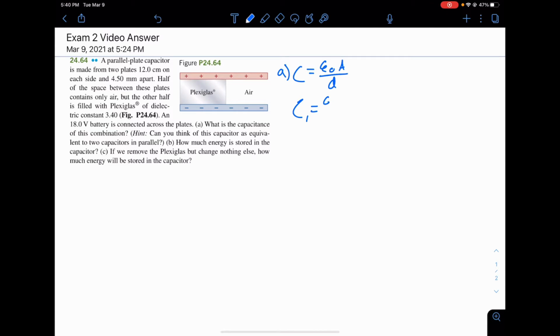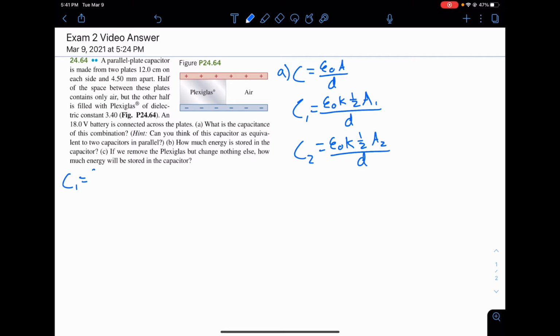So our equation for the first one will be epsilon naught times K times 1/2 the area, because it's two parts, over the distance. And then C2 is going to be the same thing, epsilon naught times K times 1/2 the area of 2. Let me just specify this is the area of 1, that's the area of 2, over the distance.